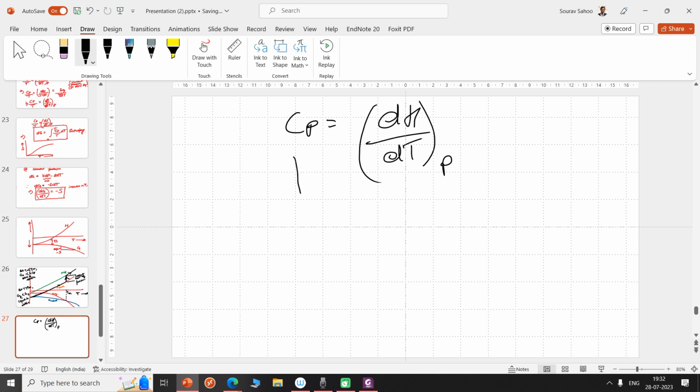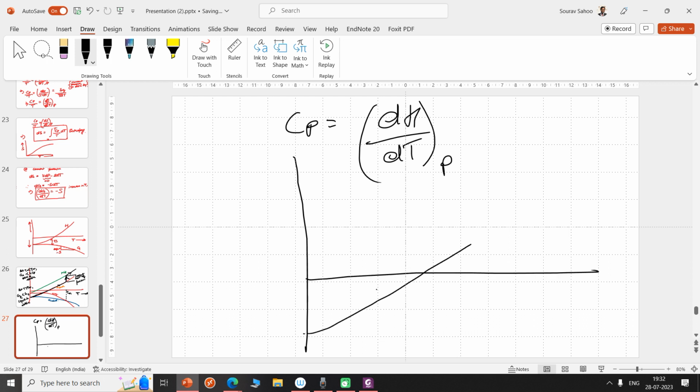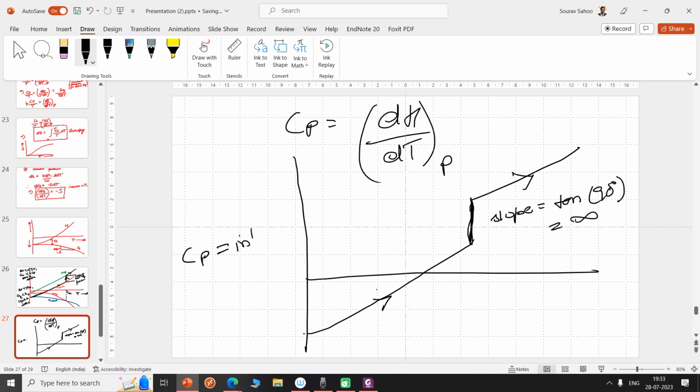So at the moment of phase transition, we have something like this, right? You can easily see that the slope is 90 degrees, and if we put it, it's infinite. So in this case, the Cp is infinite at phase transition temperatures.